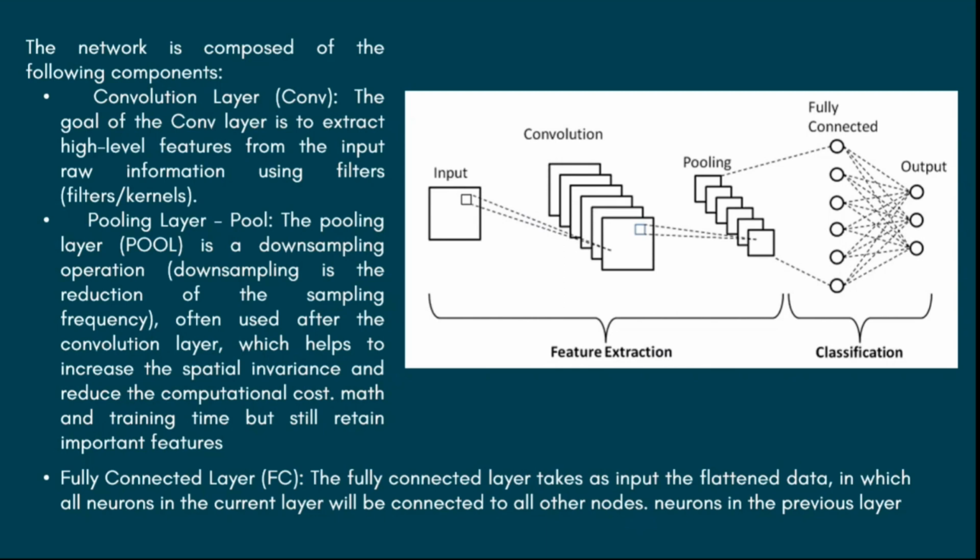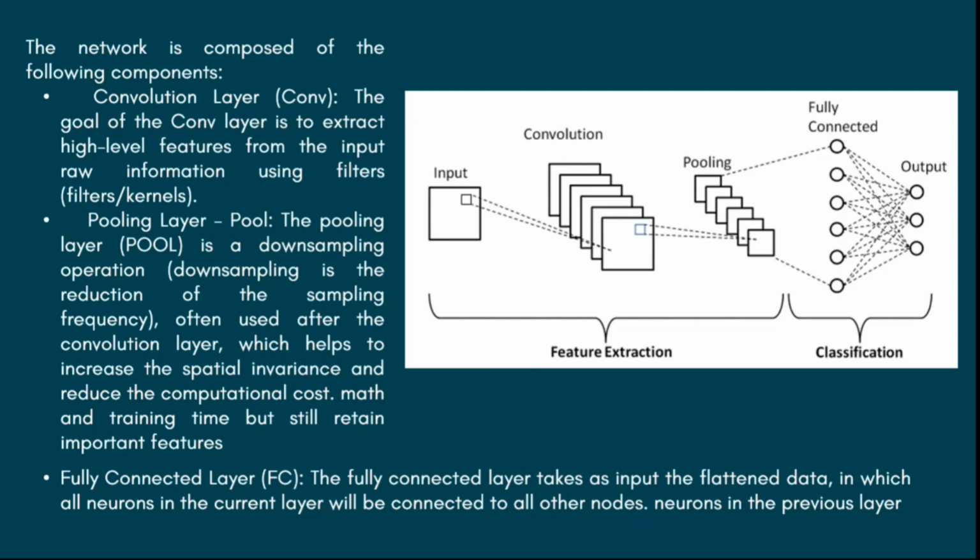The next layer is called the pooling layer. The pooling layer is a downsampling operation, typically used after the convolution layer to increase spatial invariance, reduce computation and training time while retaining important features. There are several types of pooling, such as sum pooling, L2 pooling, max pooling, and average pooling. Among them, max pooling and average pooling are the most common forms.